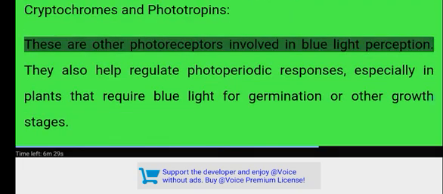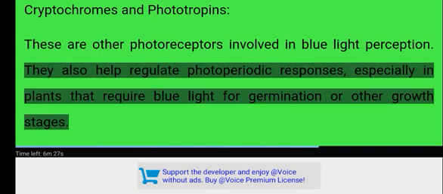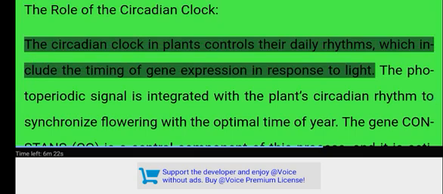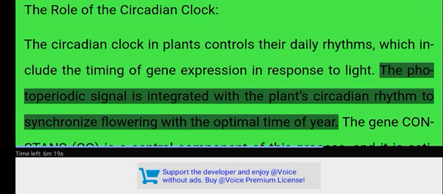Cryptochromes and phototropins are other photoreceptors involved in blue light perception. They also help regulate photoperiodic responses, especially in plants that require blue light for germination or other growth stages. The role of the circadian clock: the circadian clock in plants controls their daily rhythms, which include the timing of gene expression in response to light. The photoperiodic signal is integrated with the plant's circadian rhythm to synchronize flowering with the optimal time of year.